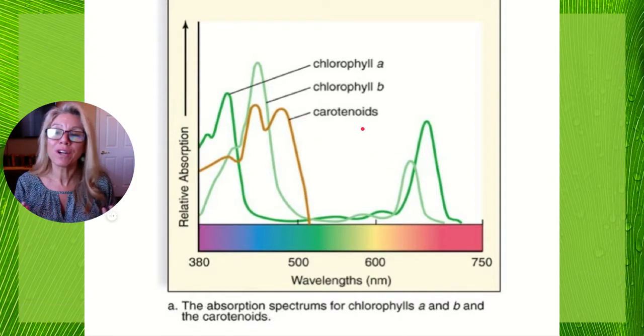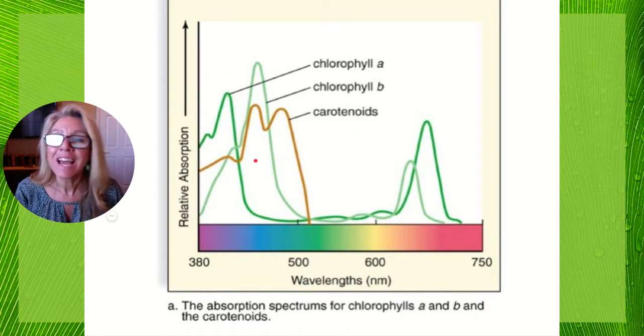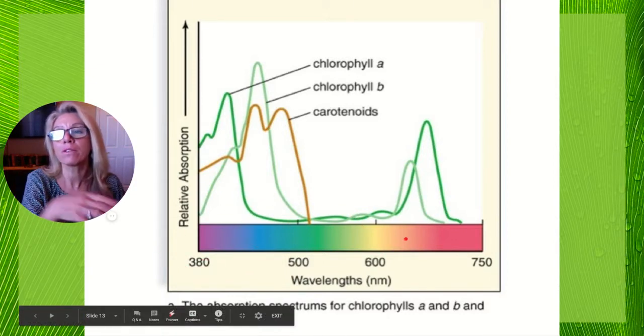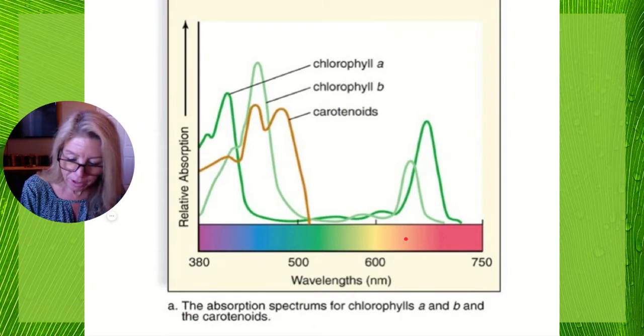Carrots, right? So what color are carrots? Orange. And that's because they cannot absorb the orange wavelengths. You can see they're getting just down here in the purples and the blues and the greens, and so they reflect back the orange and red, and that's why it appears that color.